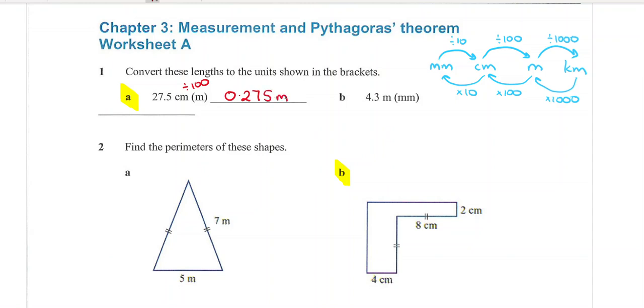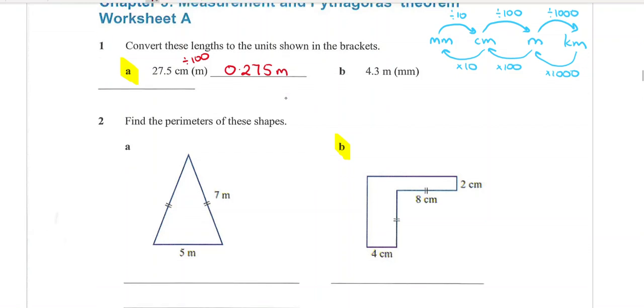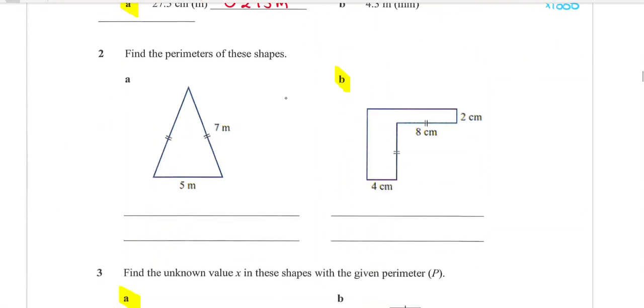Okay, so there's another one there that you can do. It will involve 2 jumps because you're going from meters all the way down to millimeters. It'll be times 100 times 10. But let's go on to the next one, question 2. Also be really careful that you read the questions. You don't want to mix up area and perimeter.